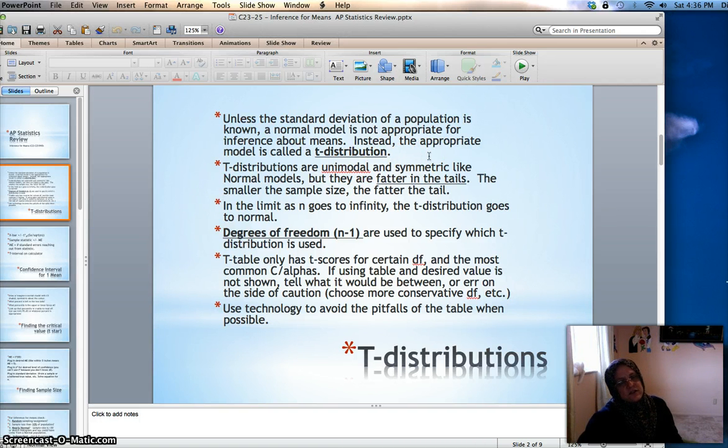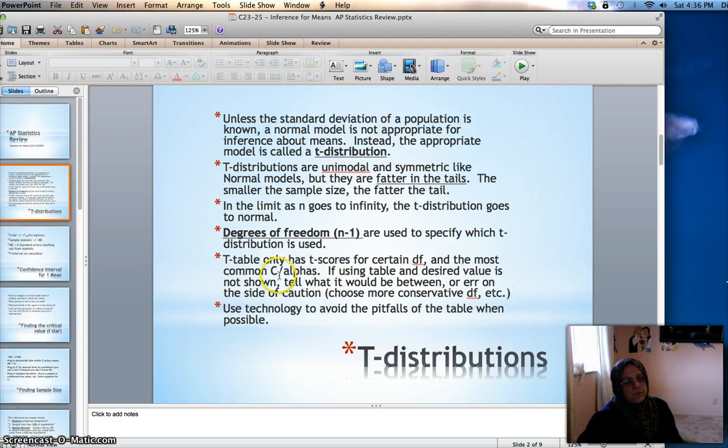Now, t-distributions look a lot like normal models. They're unimodal and symmetric, but they're fatter in the tails. So the smaller the sample size, the fatter the tail. In the limit as n goes to infinity, the t-distribution becomes normal. As we get a bigger and bigger sample size, those fat tails become skinnier and skinnier until the t-distribution is the same as the normal model. Degrees of freedom, which for t-distributions for means is n minus 1, are used to specify which t-model you're using, because there's a different one for every sample size.